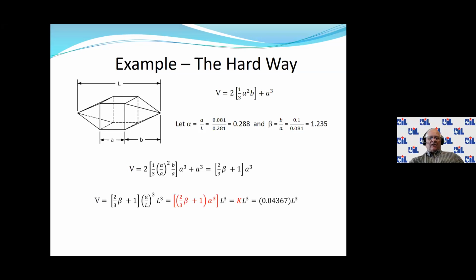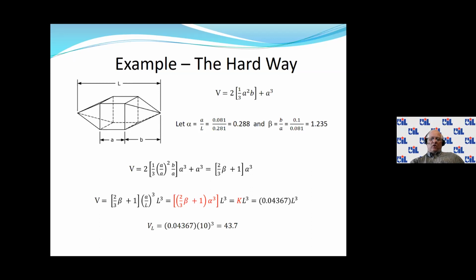Then I can change out A for L by multiplying and dividing by L cubed, which you see on the first part there. Since A over L is my alpha, I roll that in. And eventually what I wind up with is my volume equal to this constant of proportionality K, which turns out to be 0.034367, which I've calculated. It's that red term, 2/3 beta plus 1, times alpha cubed. And I write my volume in terms of L cubed. Now since my L is 10 for the larger figure, I just multiply by 10 cubed and I get 43.7, and that's the answer.